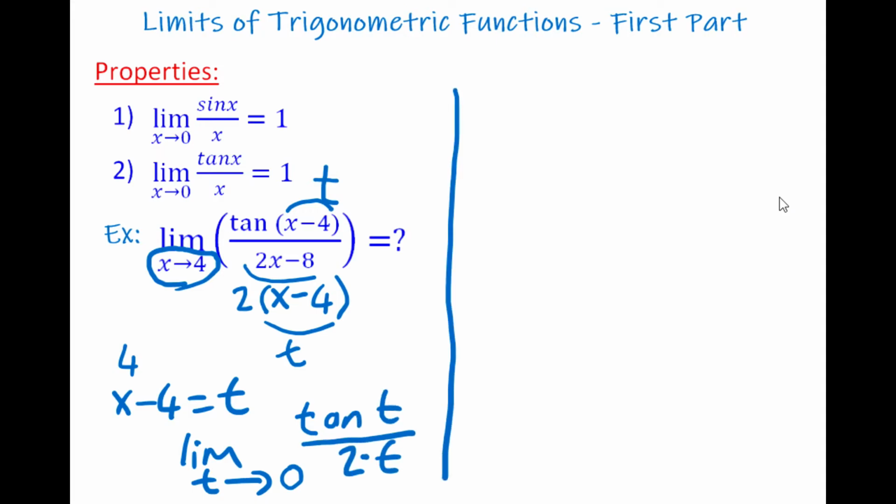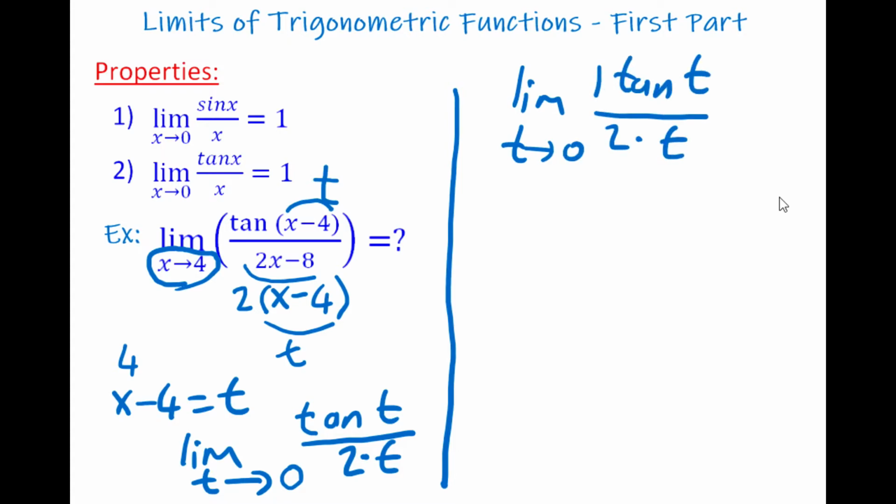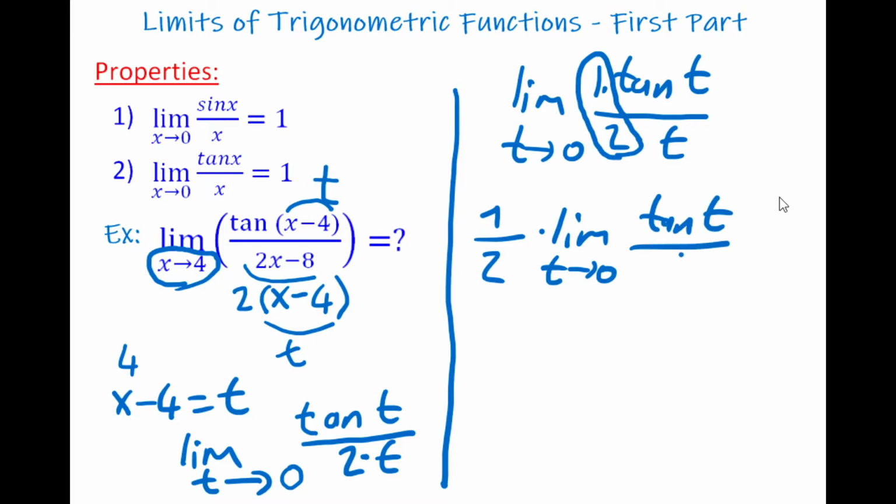And now we can easily solve this question from this point. And then the next step becomes limit when t goes to 0, tangent t divided by 2 times t. There is 1 divided by 2, a multiplier. You can put it in front of the whole expression, times limit when t goes to 0, tangent t divided by t.